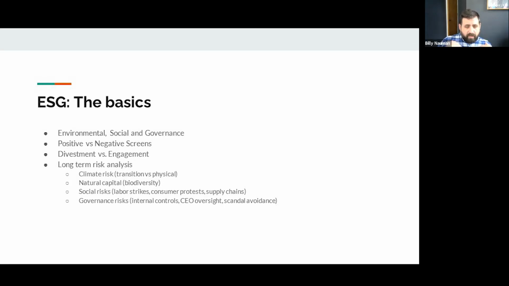But if they run out of those resources, it could be a big problem, obviously for the earth, but also for the bottom line. On the social side, it's a similar story. You see investors considering risks of a social nature. Here I've written labor strikes, consumer protests, risks down the supply chain.